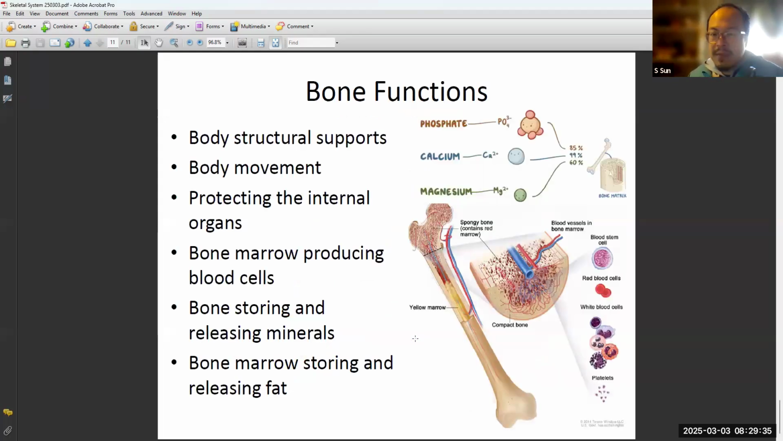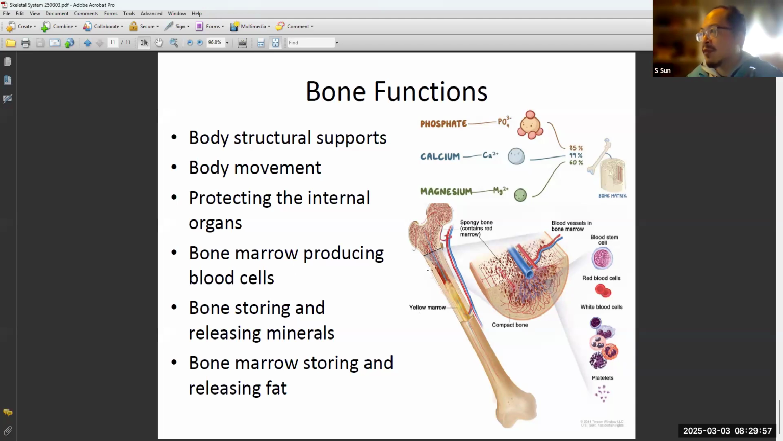So this slide summarizes the major functions of the bones. It provides body structure, so it provides structural support. It provides our movement because muscles pull the bone. When they pull the bone, our body can conduct different kinds of movement.